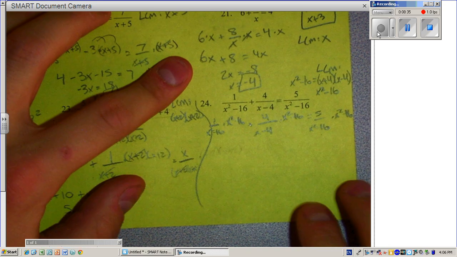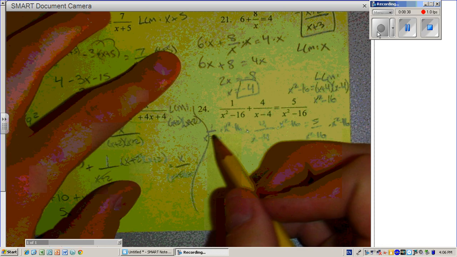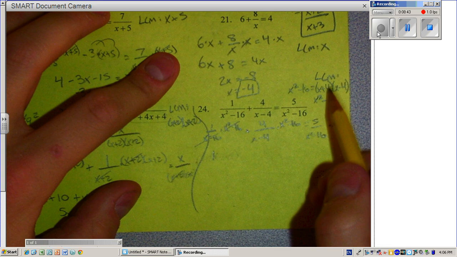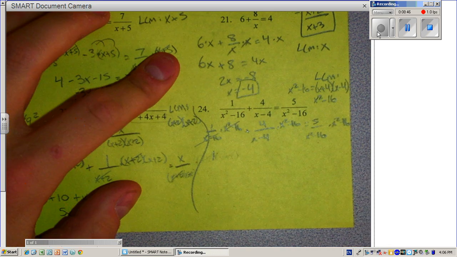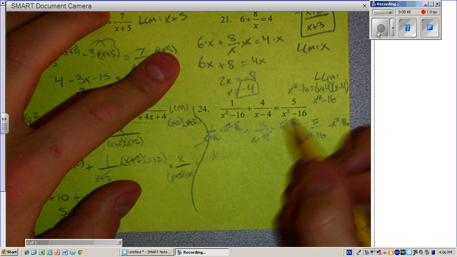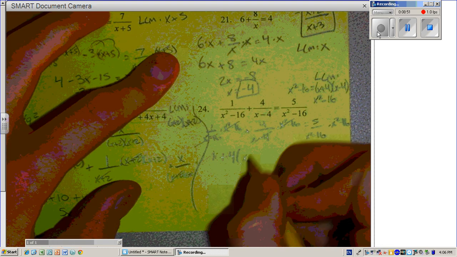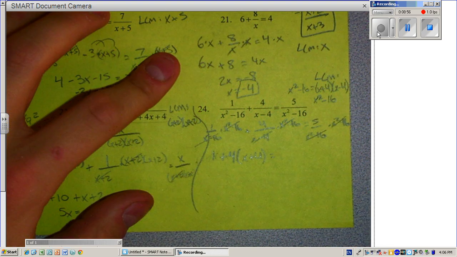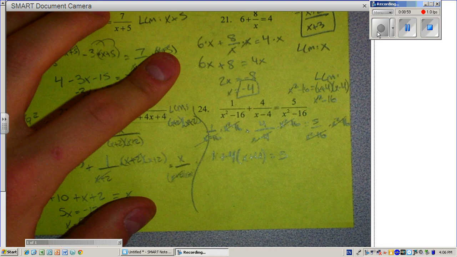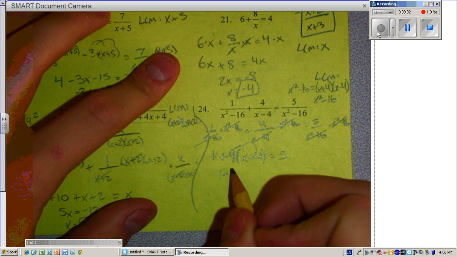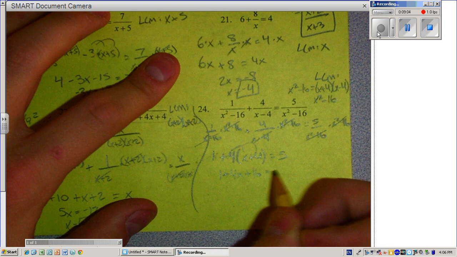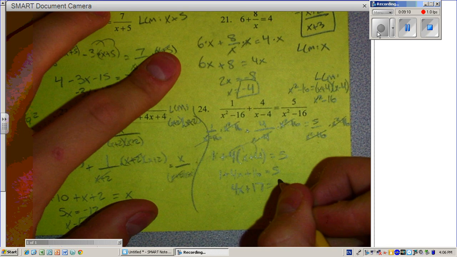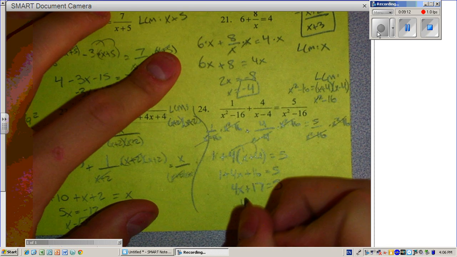Okay, so I multiplied each one of them by the least common multiple. X squared minus 16 over x squared minus 16 simplifies to 1. This x squared minus 16, remember, factored is x plus 4 times x minus 4. So that means the x minus 4 is going to cancel out, and I'm left with plus 4 just times x plus 4. And then on the right side of the equation, x squared minus 16 simplifies to x squared minus 16, and I'm left with 5. Now if I distribute this 4, I have 1 plus 4x plus 16 equals 5. Add across, I get 4x plus 17 equals 5. And 4x equals negative 12.